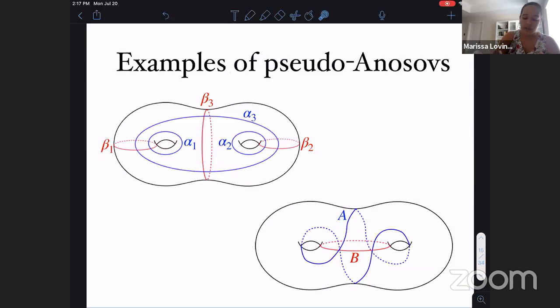And so these are 2 examples. And what is the example? Right now I just have 2 pictures of surfaces with curves. So how do you get maps from these? We're going to do it the same way that we've been doing before, which is by twisting.